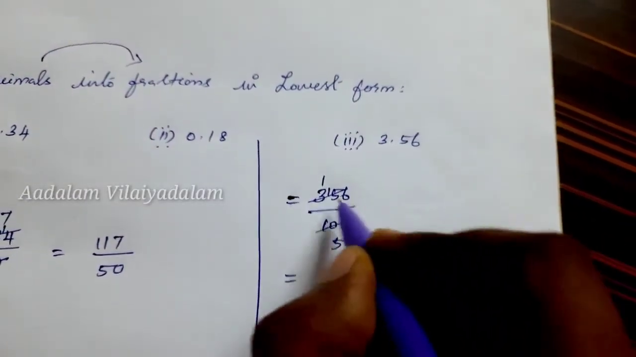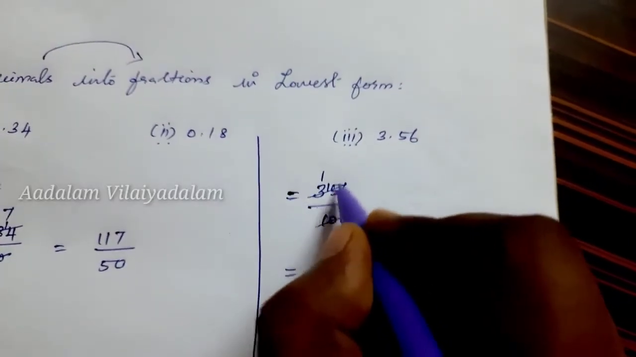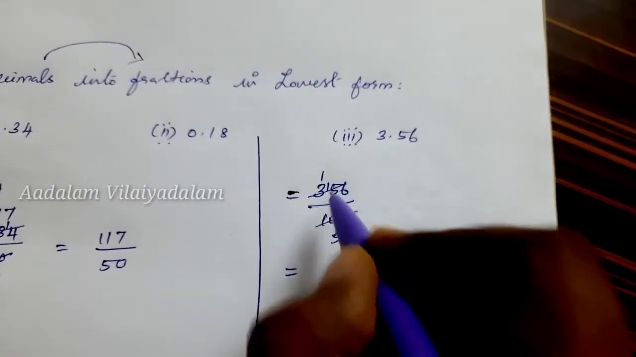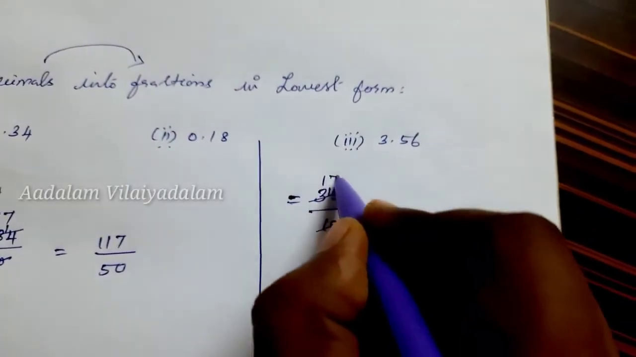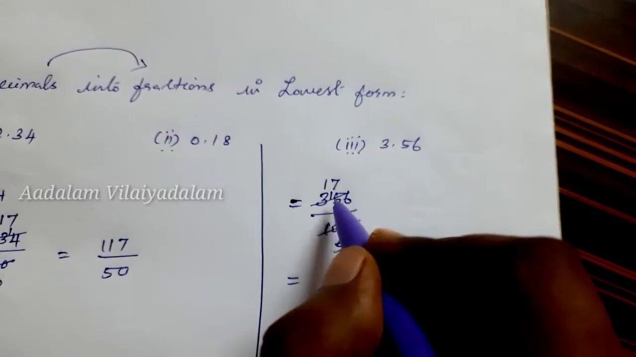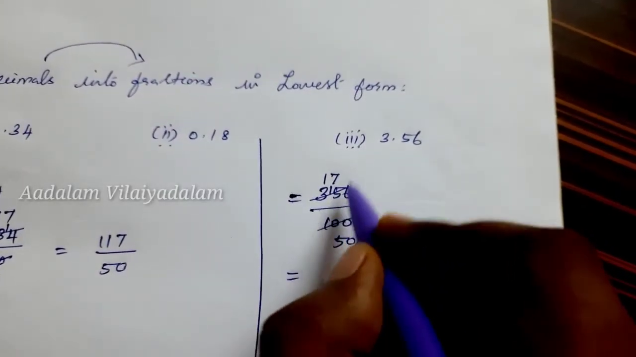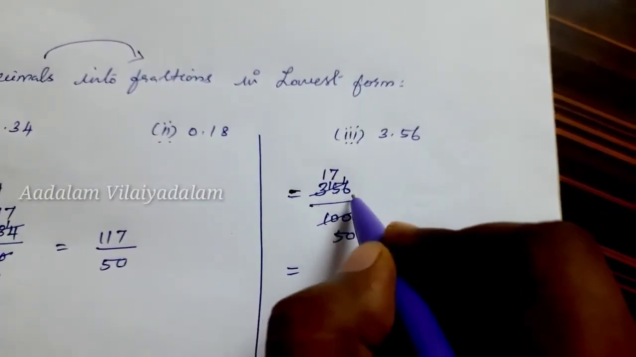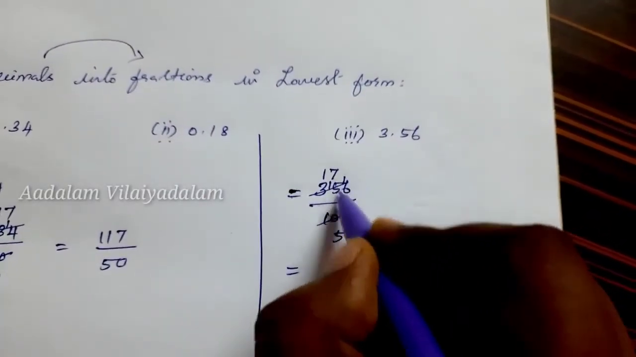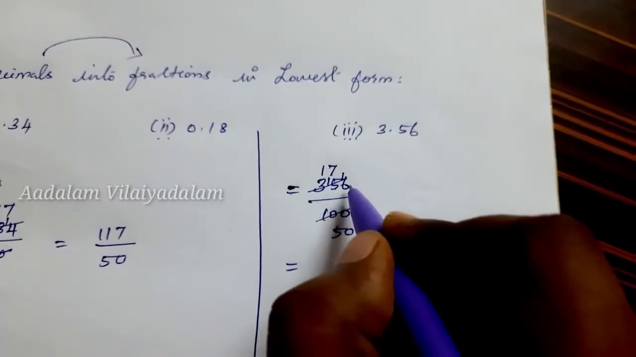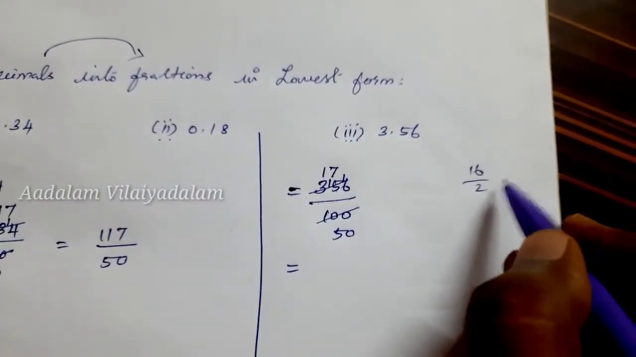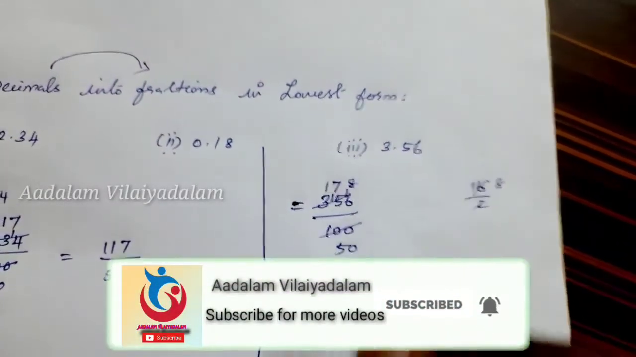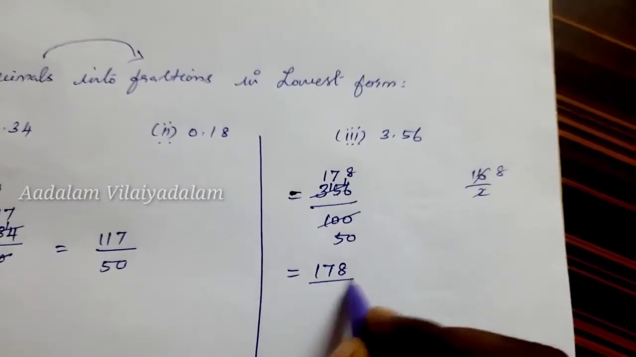So carry the 1 to the next number, then it becomes 15. So repeat the table of 2 up to 15. 7 twos are 14, so the remaining 1 will be there. Carry the remaining 1 to the next number, then it becomes 16. Now divide 16 by 2 and we get 8. So write that: 178 divided by 50.